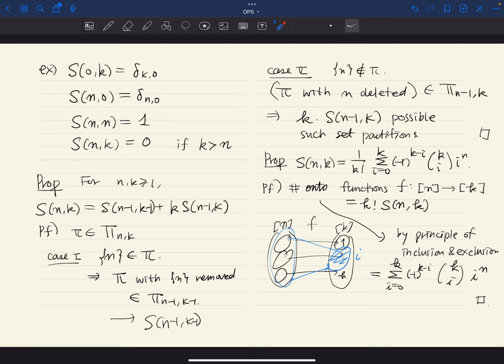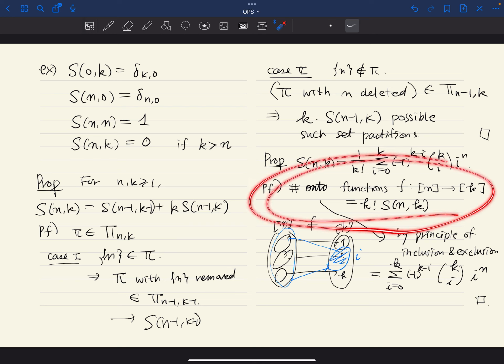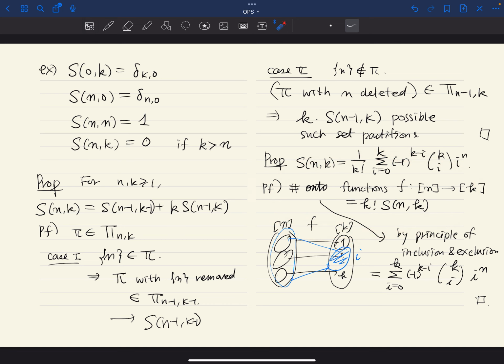You should be able to correct all the typos here. That's your exercise. Okay, so you remember this. This is a useful thing to remember: the number of onto functions is k factorial times S(n,k).